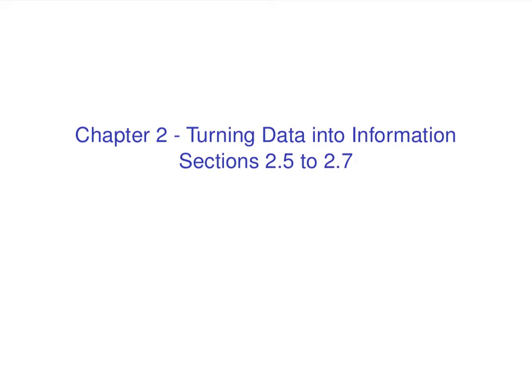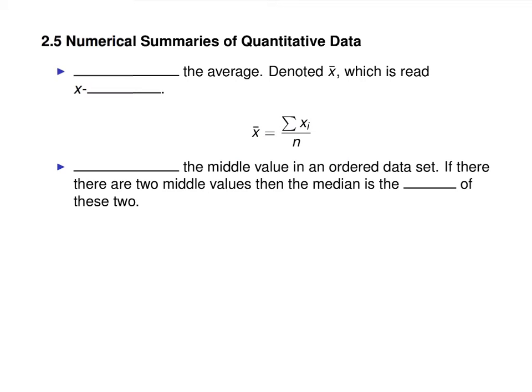In this lesson, we are going to continue looking at how to turn our data into information. In the previous lesson, we looked at summarizing categorical data. In this lesson, we're going to look at summarizing quantitative data. Remember that this is data that gives us values that are numbers. So the first thing is that we have something called the average.